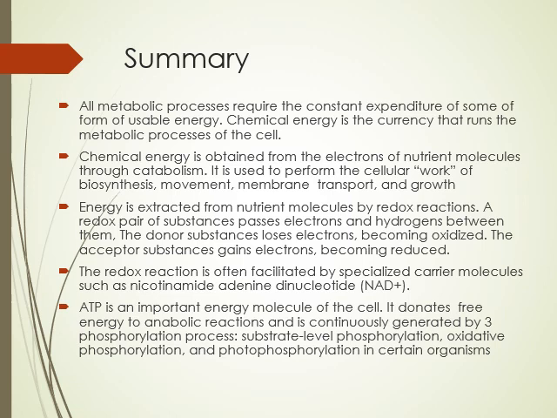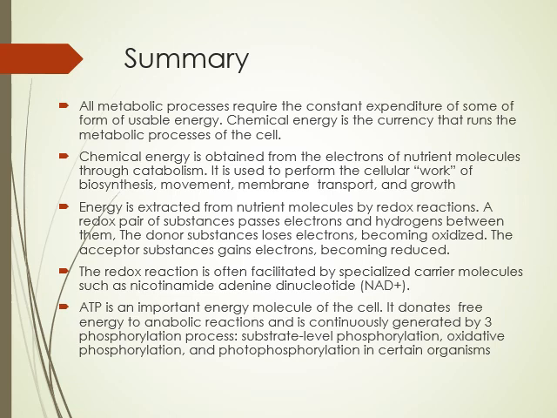Next, all metabolic processes require constant expenditure of some usable energy. Chemical energy is the currency that runs the metabolic processes of the cell. In this case, it is ATP that is the currency or metabolic money for the cells. Chemical energy is obtained from the electrons of nutrient molecules through catabolism. Okay, energy is extracted from nutrient molecules by redox reactions.